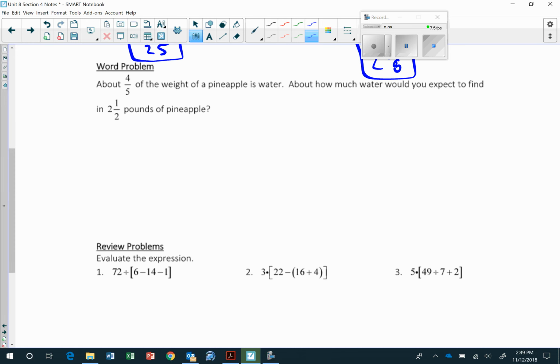I'm going to leave the word problem for you guys to try, and then make sure you also do these review problems. Remember, you have to do the review problems before you can move on to the check-in.